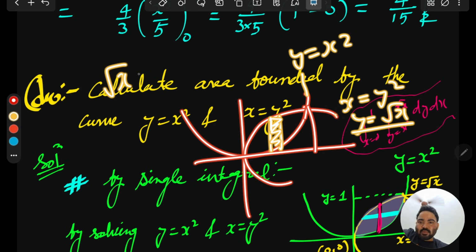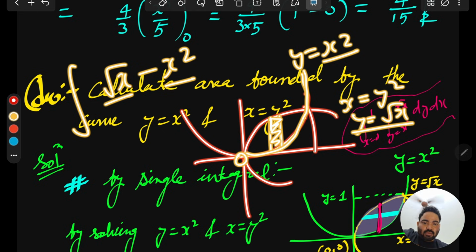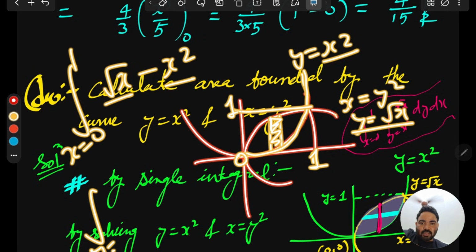So under root x minus the lower curve, the lower boundary moving along with this curve x square. So upper curve minus lower curve, and how is x moving? 0 to 1, 0 to 1. And also you can solve by y also. So if you are saying with y, then y is moving 0 to 1, 0 to 1, because this is 1 comma 1. And now you have to put the equation in x.